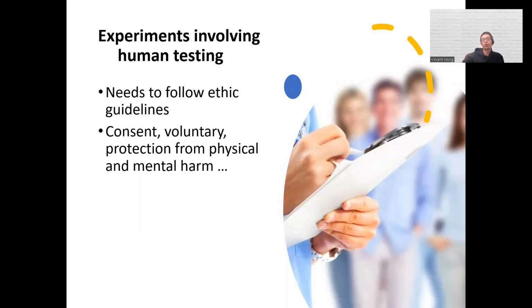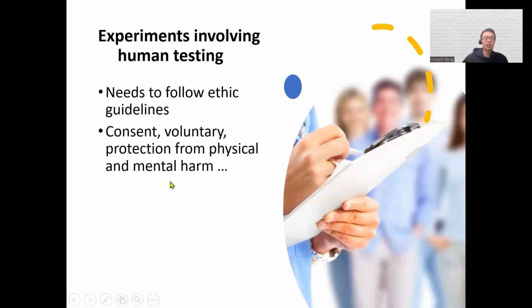You cannot coerce someone into participating. If they say no, then no means no. You cannot keep on saying, oh, but if you do this, blah blah blah, trying to convince them. That's not voluntary. So you make sure the person has voluntary consent. You want to protect them from physical and mental harm. Whatever drug you're testing, it has to show safety in the animal phase. You cannot harm the person.